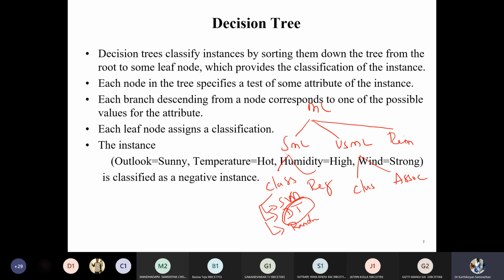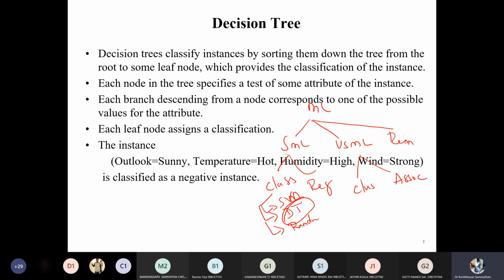What is a decision tree? What is the purpose of a decision tree? The word stands for making decisions in classification. These algorithms are used to classify instances. How do you classify generally? We classify an instance by sorting it down the tree.